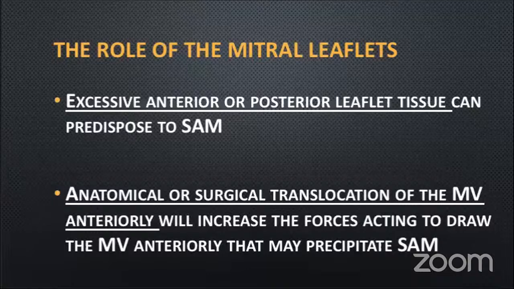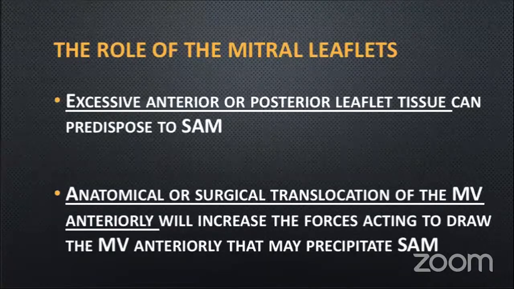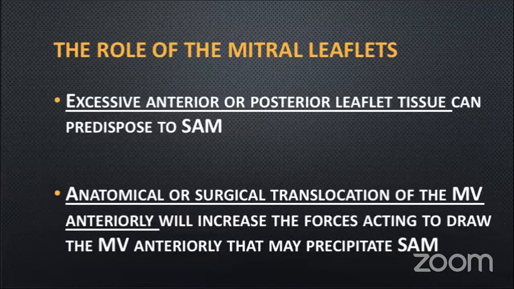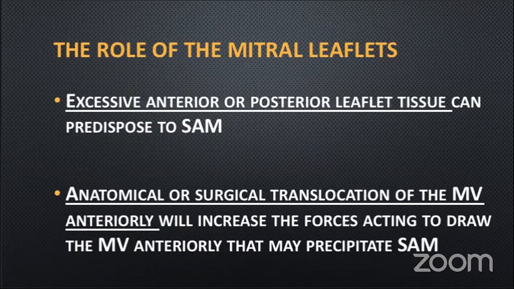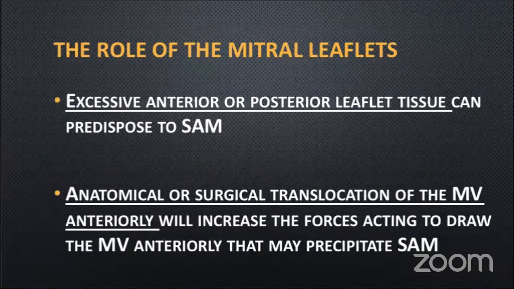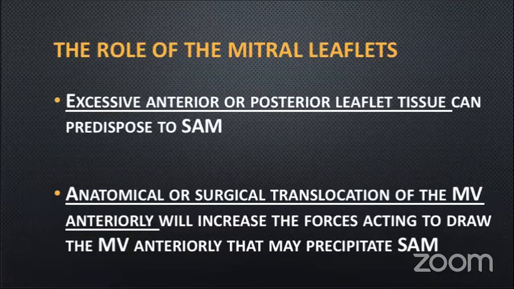In those coming slides, I would like to explain the role of the mitral leaflets, and then we will go to the role of the annulus of the mitral valve, and then the subvalvular apparatus of the mitral valve. In this slide, the role of mitral valve leaflets, let me tell you that excessive anterior or posterior leaflet tissue can predispose to SAM, because they provide a large surface area on which drag forces act, resulting from the high flow of blood through the LVOT, drawing the mitral valve anteriorly and towards the left ventricle, causing obstruction.